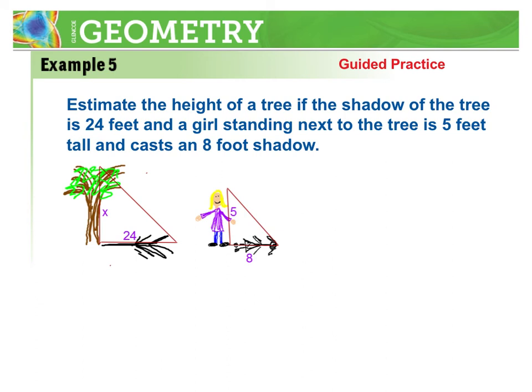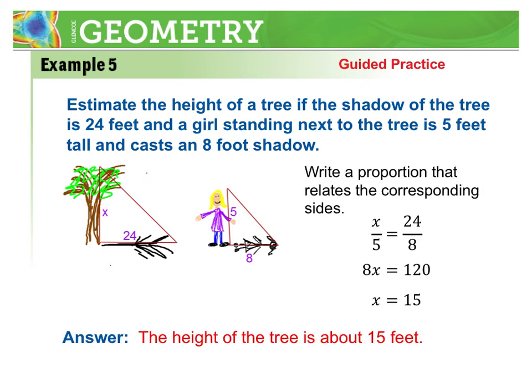And in the last independent practice problem, you are to estimate the height of a tree if the shadow of the tree is 24 feet and a girl standing next to the tree is 5 feet tall and casts an 8-foot shadow. And you'll get the height of the tree is about 15 feet.